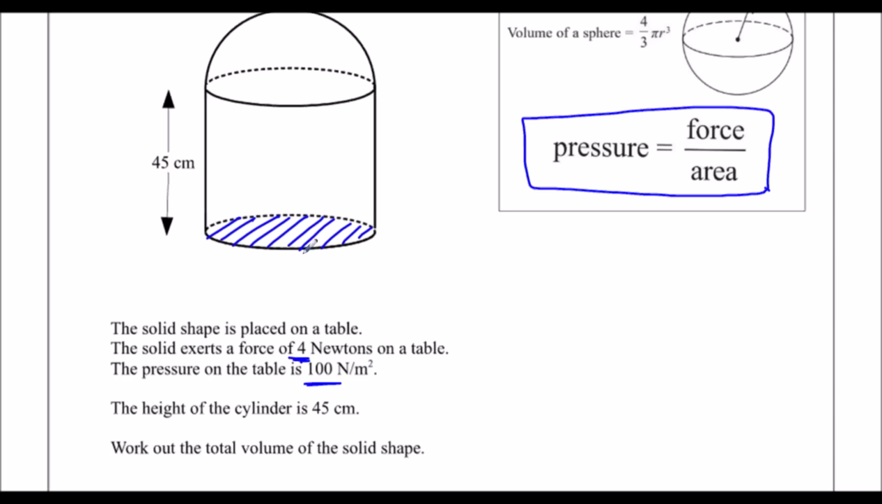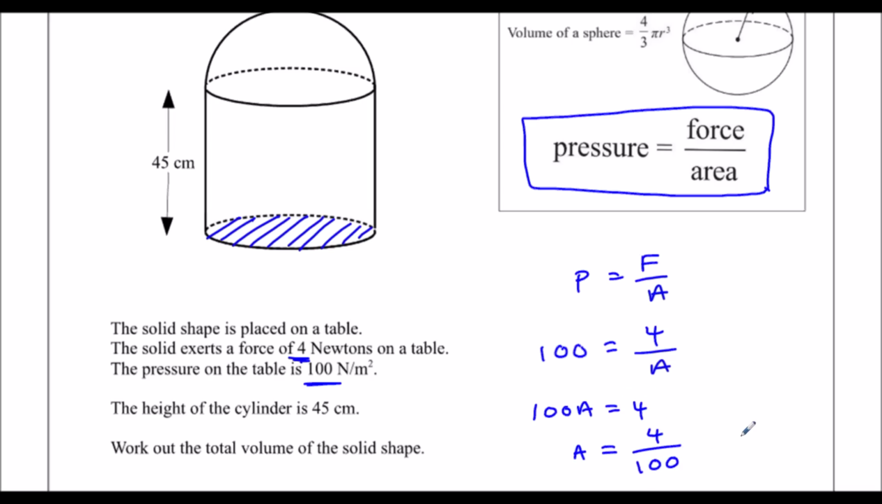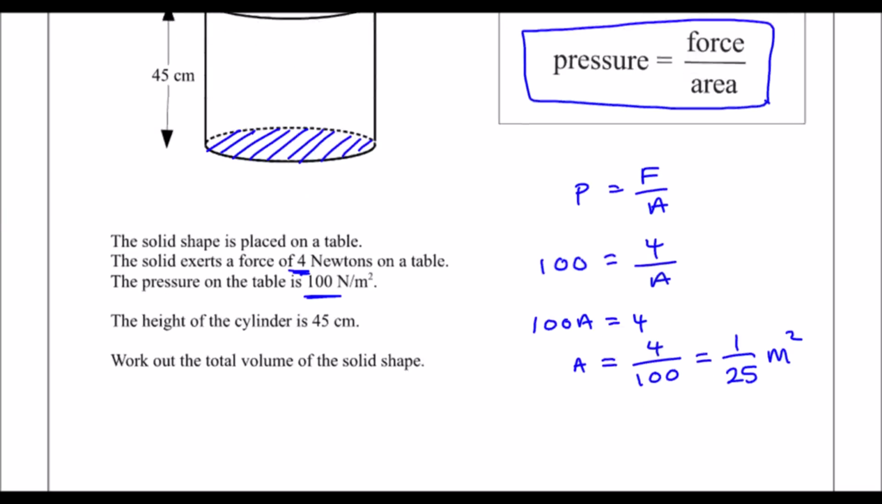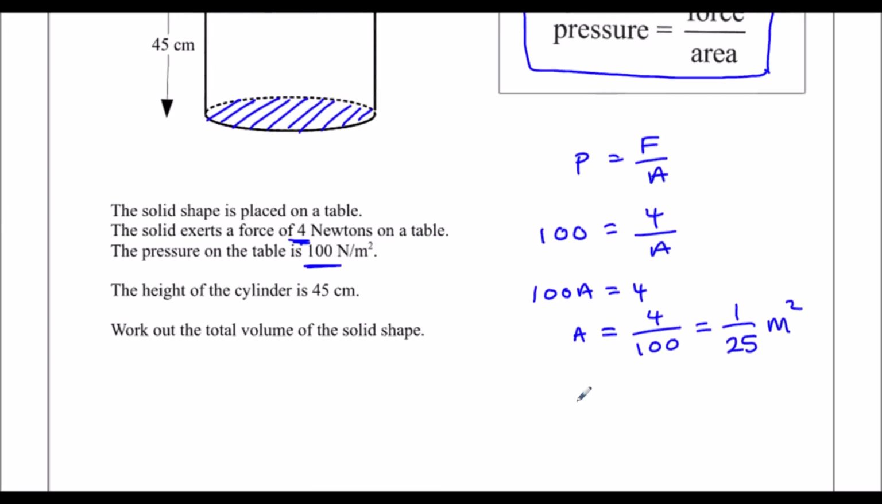So first step, let's find this area. Pressure is force over area. And we have been given the pressure of 100 newtons per meter squared. So this area we get out is going to be in meters squared, and the force is 4. So if we multiply both sides by A, 100A is 4. Divide both sides by 100. So the area, well, is 4 over 100, or 1/25 of a meter squared. So that's the area of the base.